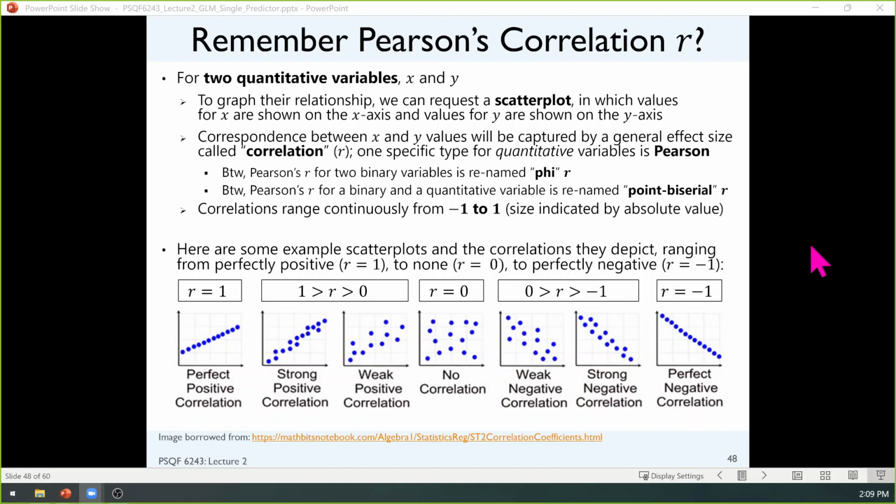A positive would mean as x goes up, y goes up also. So the sign covers the direction of the relationship. The magnitude of the correlation describes the size of the relationship. So 1 is perfect, either -1 or +1, and 0 means no relationship.